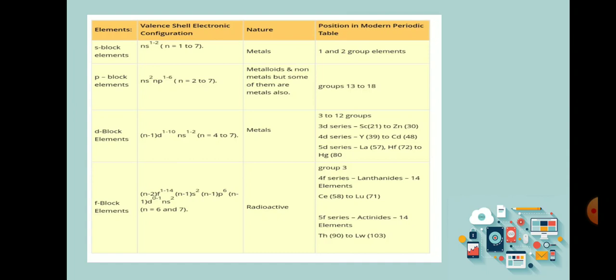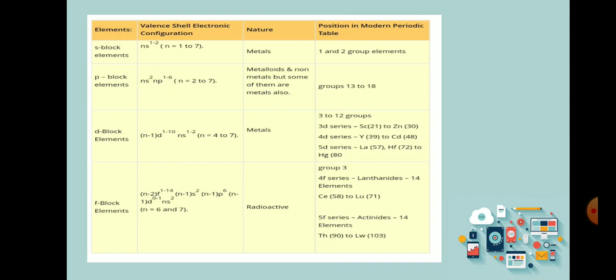S block elements. Its valence shell electronic configuration is ns1 to 2, where n is equal to 1 to 7. Nature: they are metals. Position in the modern periodic table is the first and second group elements. P block elements. The valence shell electronic configuration is ns2 np1 to 6, where n is equal to 2 to 7. Nature: they are metalloids and non-metals, but some of them are metals also. Position is groups 13 to 18.